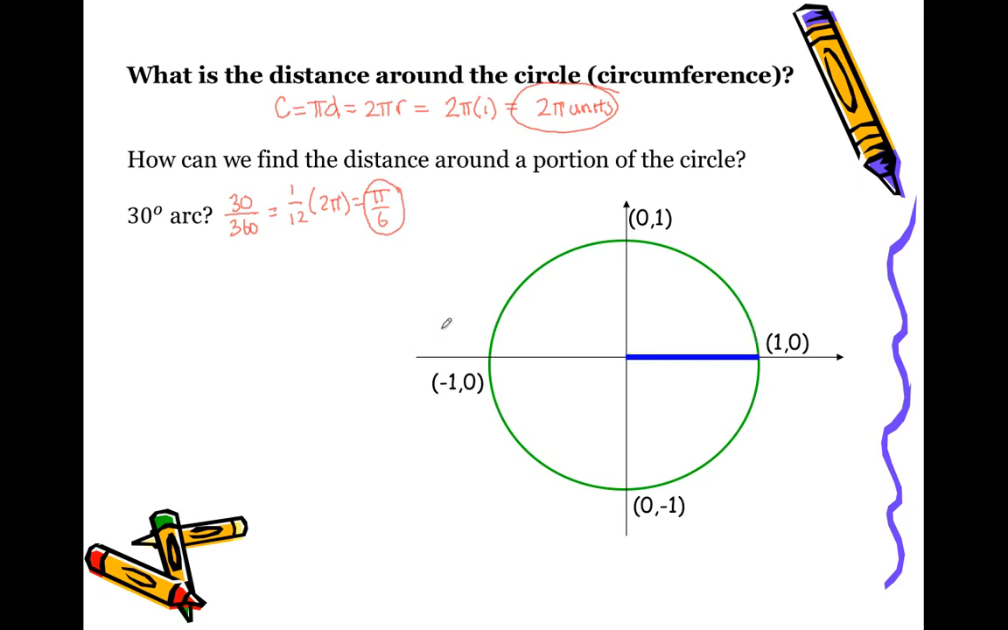What if I asked you for 45 degrees, right? Like this quarter slice. I guess it's not really a quarter, it's like an eighth. That's an eighth of the entire circle, so an eighth of 2 pi. Well, that's going to be pi over 4. What about 90, right? That's 1/4 of the circle. So that's 1/4 of 2 pi, which is going to be pi over 2.